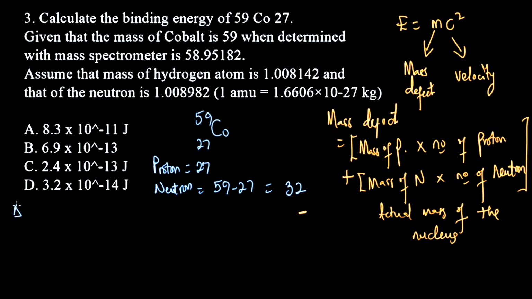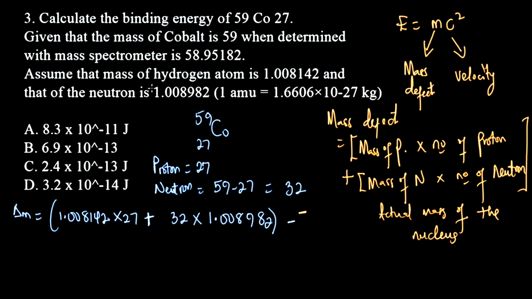The mass defect equals the mass of proton, 1.008142, times the number of protons, which is 27, plus the mass of neutron, 1.008982, times the number of neutrons, which is 32. Everything is then minus the actual mass, which is 58.95182.